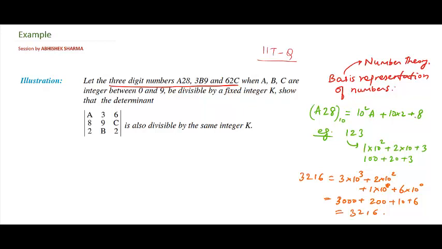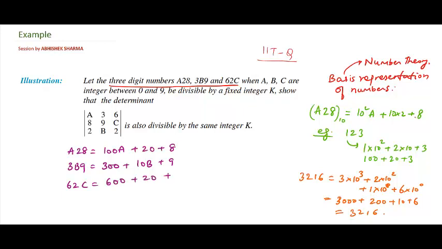So in this particular problem, we are given three digit numbers. One number is A28. Now the value of this number will be obviously 100A plus 20 plus 8 in basis representation. Similarly, you have 3B9, another 3-digit number. Now the value of this number will be 300 plus 10B plus 9, and you have another 3-digit number which is 62C. So the value of this number is 600 plus 20 plus C.